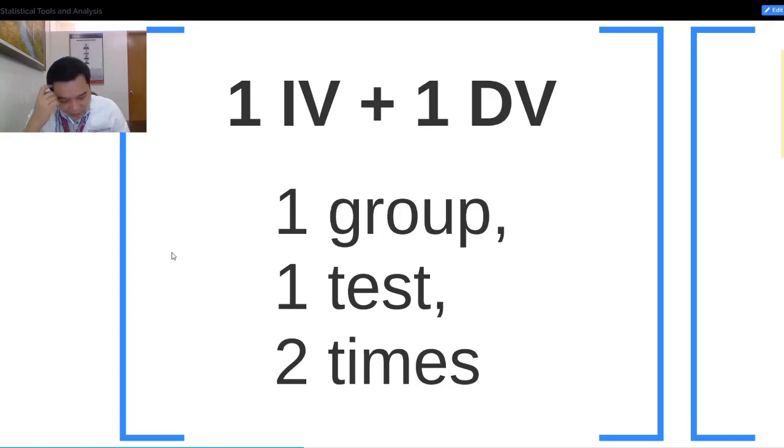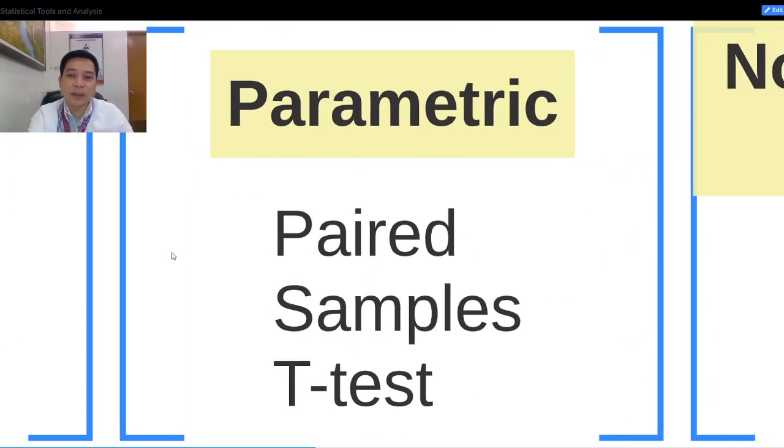So what if your data are scores? Your data are numerical, so you will be labeling it under parametric tests. If your question consists of one group, one test, and two times, under the numerical data, you'll be using a parametric test. And what is that parametric test? That will be a t-test. T-tests are usually the comparison of two groups of data. Now, the two groups of data here, it's called paired sample t-test.